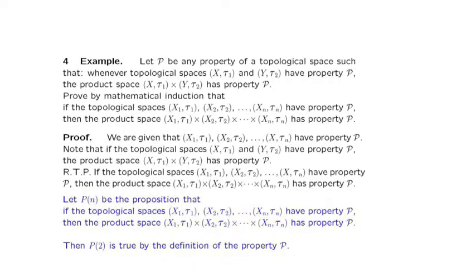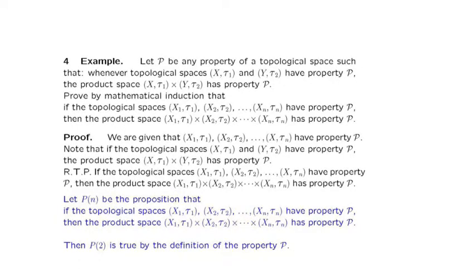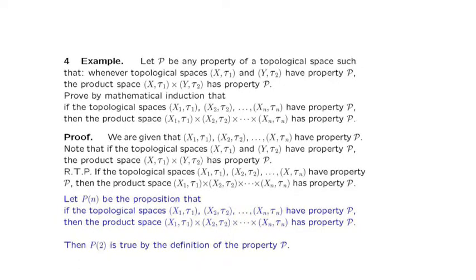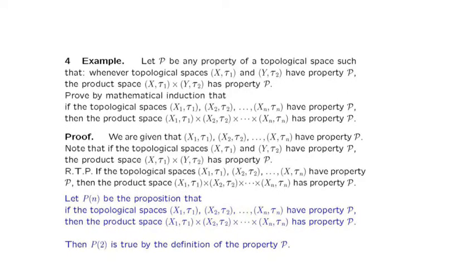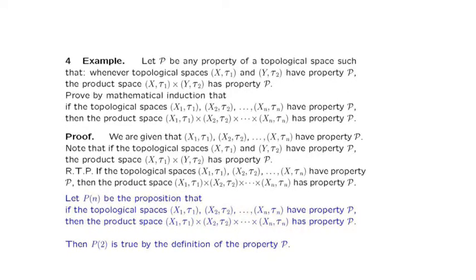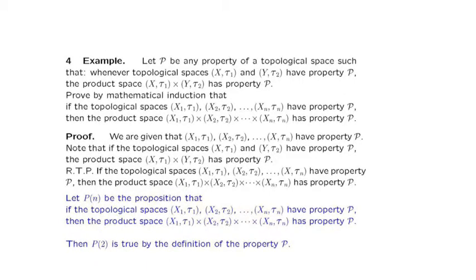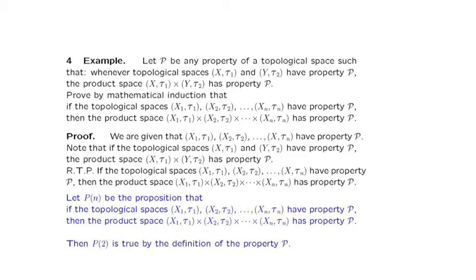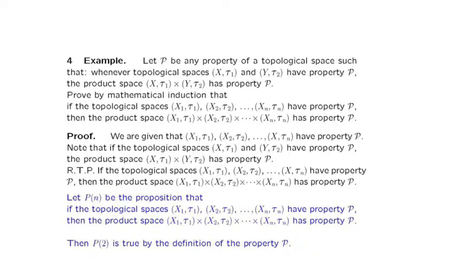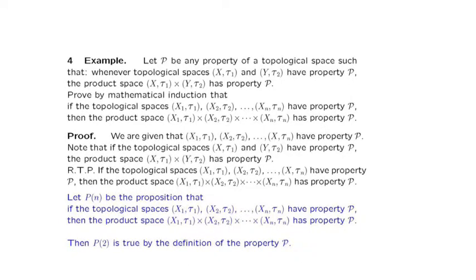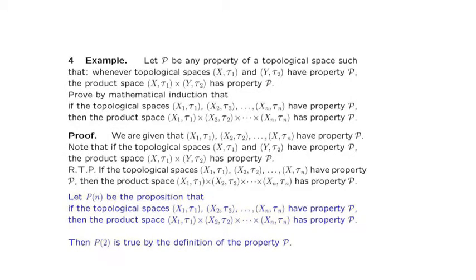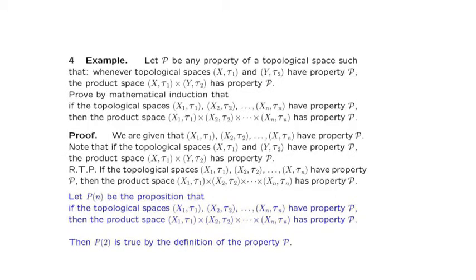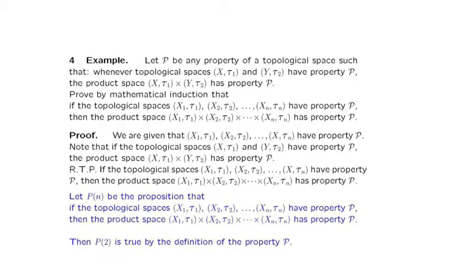Then we need the base case. Our base case will be P(2), and P(2) simply says if we have two topological spaces with property P, then their product has property P. That in fact is immediate from the very definition of property P. So P(2) is true.